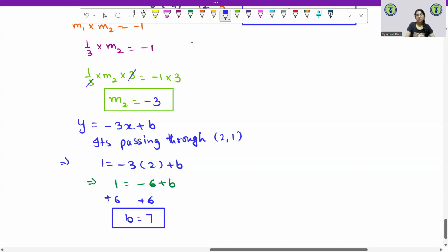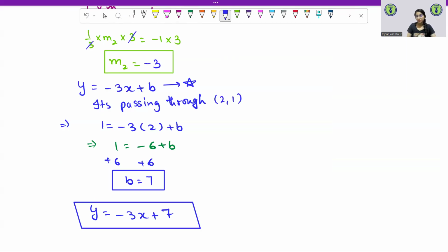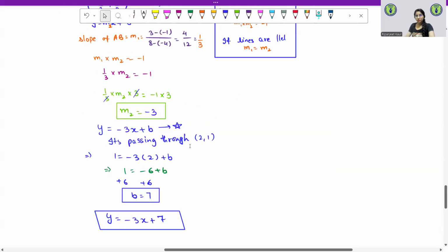We have this star equation with us. Let's just plug it in over here. We're getting y equals negative 3x plus b, which is 7. And this is the equation of the line that we wanted to find out. Okay, so let me show you the whole question that we just did.